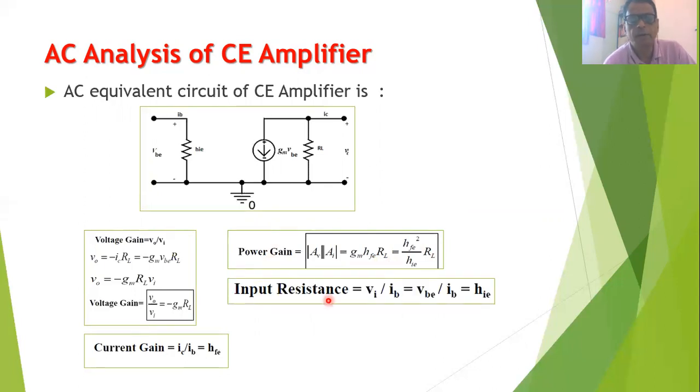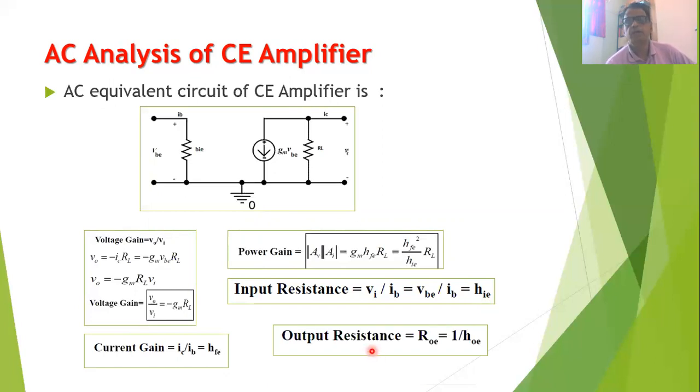Now we can obtain the expression for the input resistance. Input resistance of the amplifier is defined as the resistance present between the input terminals of the amplifier. Input resistance is nothing but the input voltage divided by input current, that is VI divided by IB. But the input voltage is nothing but the base to emitter voltage, VBE, therefore VBE divided by IB, and this is nothing but hie. Therefore, the input resistance of the CE amplifier depends upon this h-parameter, hie, of the transistor.